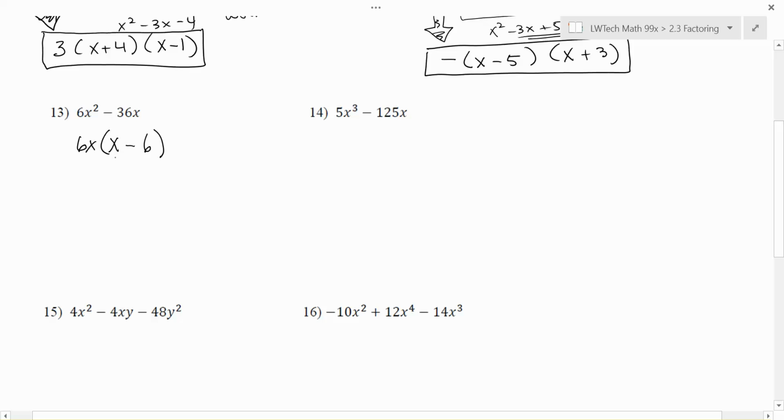Now, at this point, we look at what's left inside. There's no squareds, so we can't do the binomial factoring. So this is as completely factored as this problem can get, and that's fine.